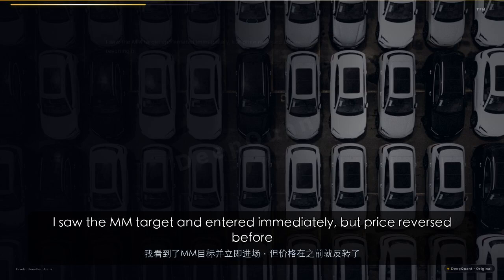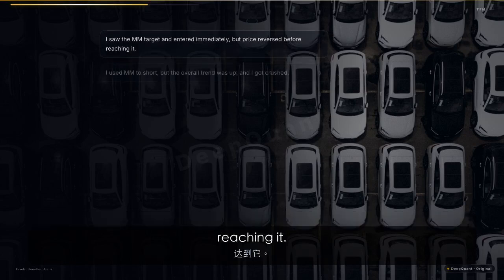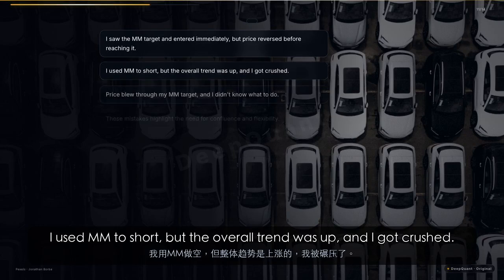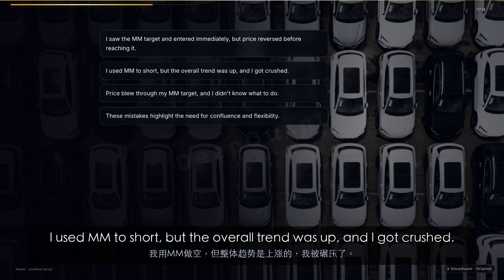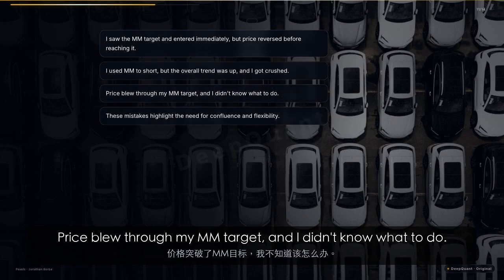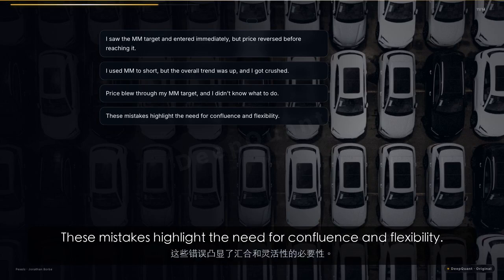I saw the target and entered immediately, but price reversed before reaching it. I used it to short, but the overall trend was up, and I got crushed. Price blew through my target, and I didn't know what to do. These mistakes highlight the need for confluence and flexibility.